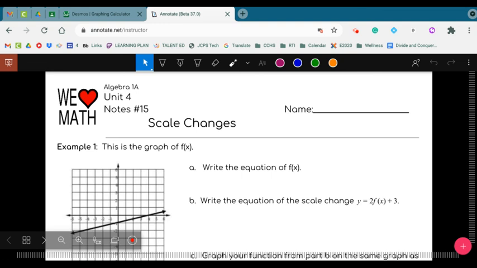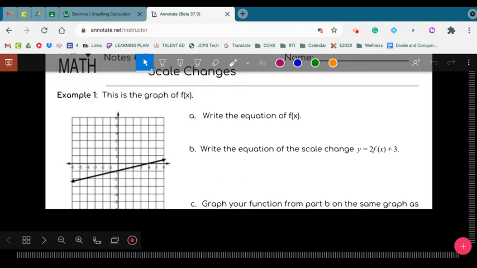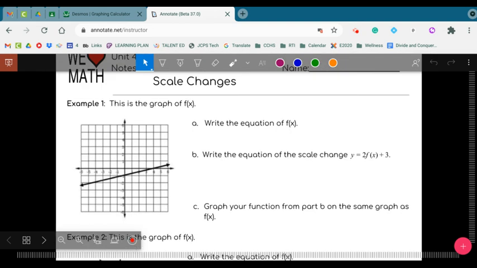Okay, today we're going to do Unit 4, Notes number 15, which is scale changes. So this is our last set of notes before we're going to take our test. So if you guys have any questions over anything that we've covered, please let us know. And hopefully you guys will start working on the practice test tomorrow to prepare for that test. So what we're going to talk about today is scale changes.